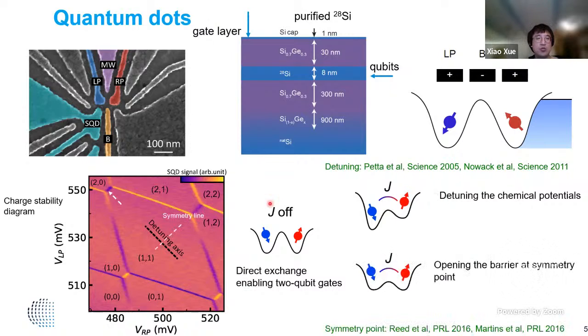There's another way which cannot really be seen in the charge stability diagram, because here you can only see the effect of the LP and RP voltages, but you can also directly control the barrier gate, which is a B gate here. If you make the barrier gate more positive, you are pulling the wall down, and once the wall is gone, basically the wave functions of the 2 electrons spread towards each other, and they start talking to each other. This approach we refer to as symmetry control, or let's say a 2-qubit gate at symmetry point. And later on, I will show you the difference between them.